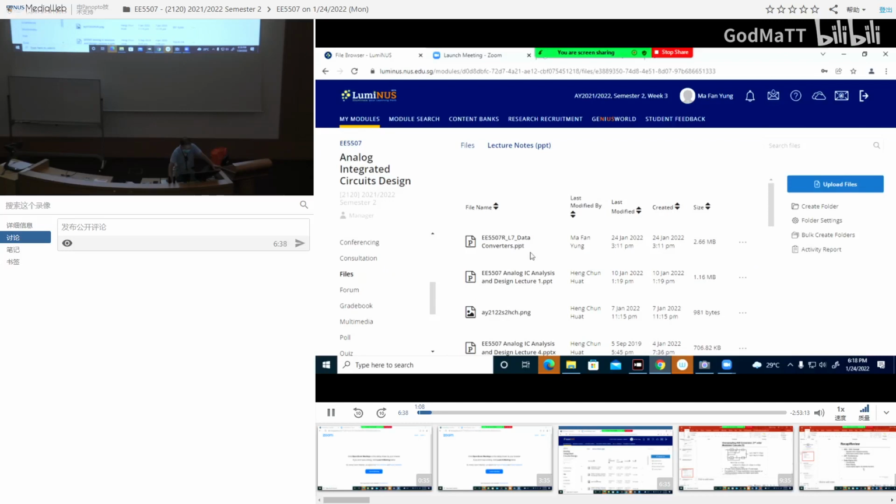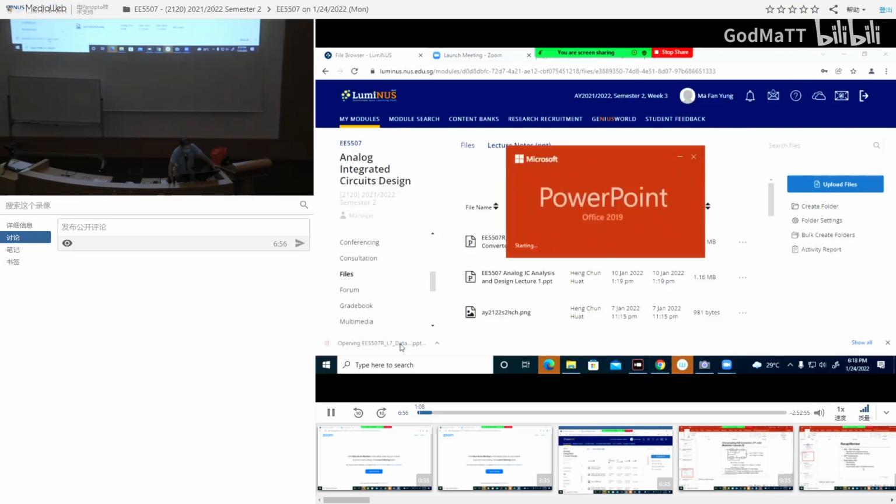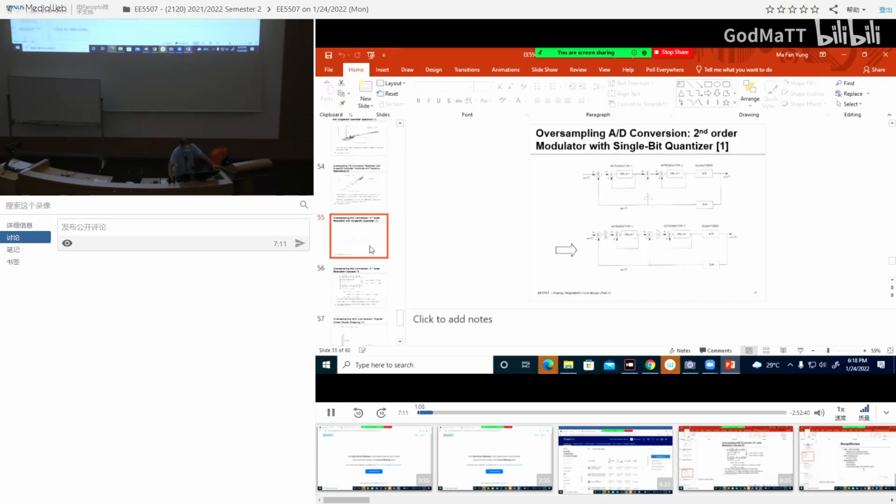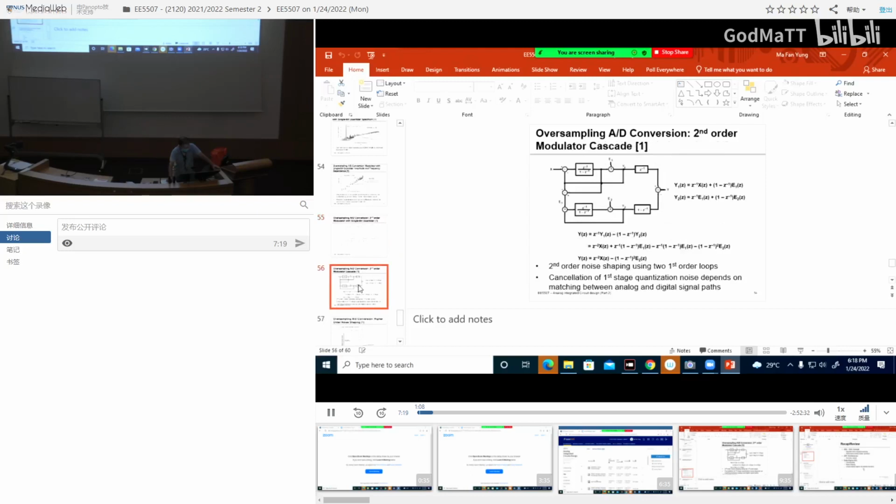Okay, so this was last week's lecture. I made a slight modification, which I will show you all. Okay, so last week we talked about increasing the order of the noise shaper from first to second order. So this is a slide I added, okay?